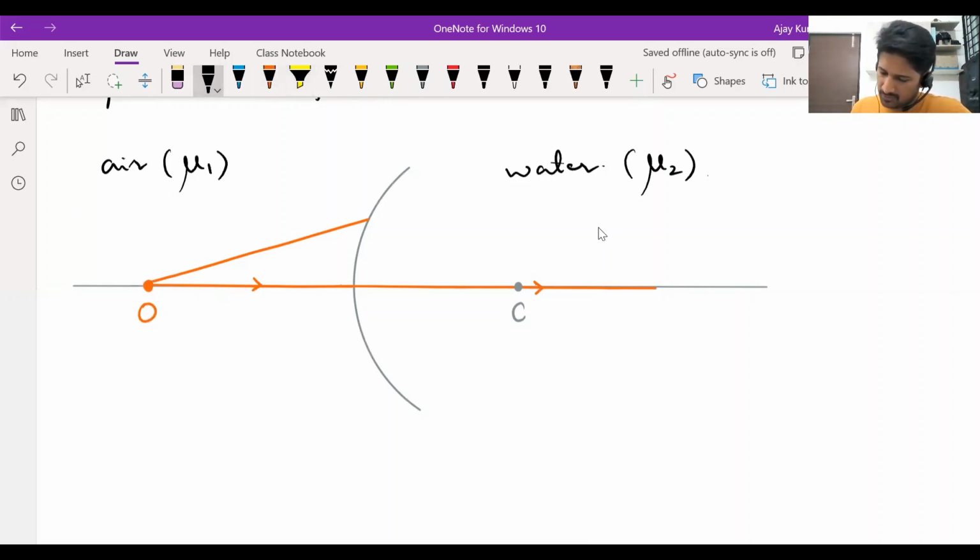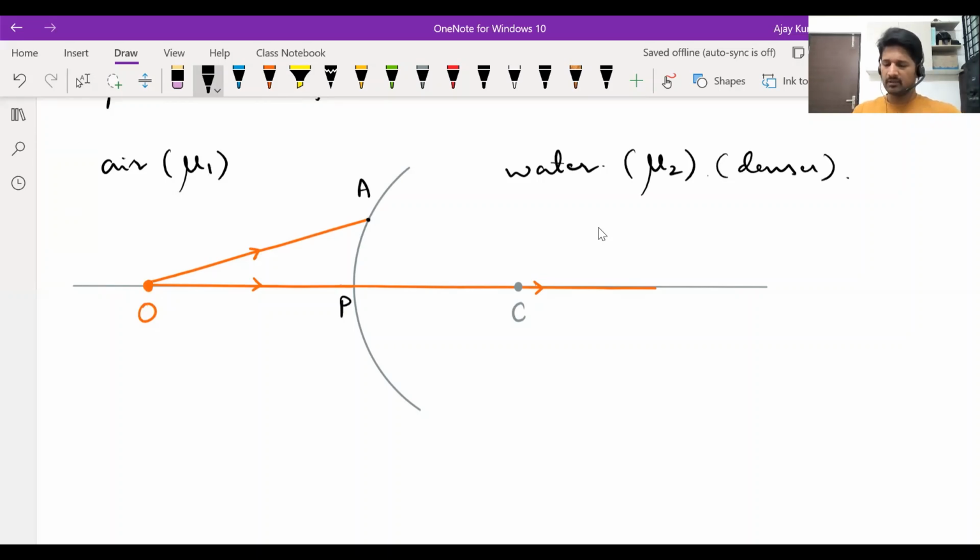Let's call this first point as P. This second ray's point of incidence as A. Ray was traveling like this. Now this ray is entering from air into water. That is just an assumption that I have made. I have assumed that mu1 is more than mu2. Sorry, mu2 is more than mu1. Water is the denser medium.